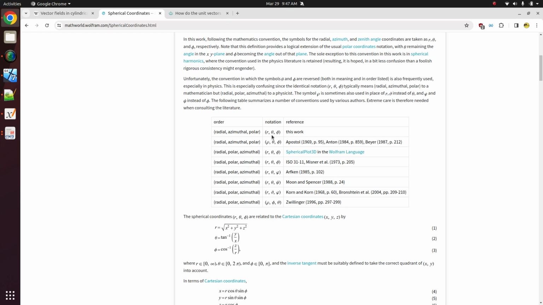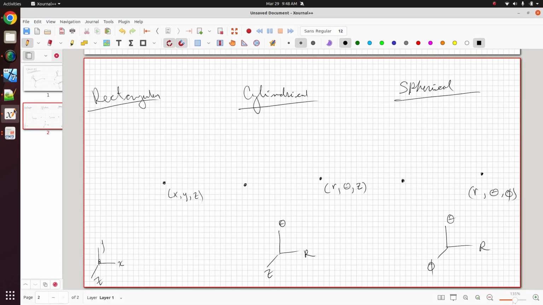Sometimes they switch the theta and the phi. Sometimes instead of r, they use the letter rho. So just keep that in account whenever you're doing research online. Different communities will use different characters and might use a different sequence of the components. So this is how you define the position.